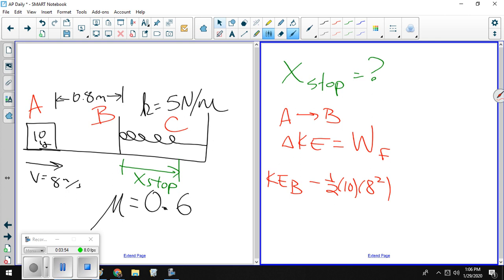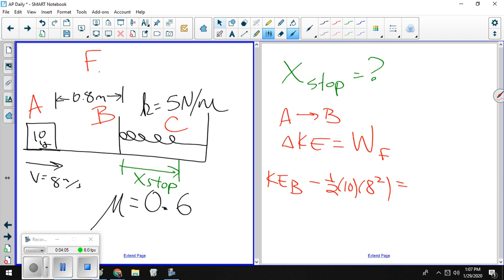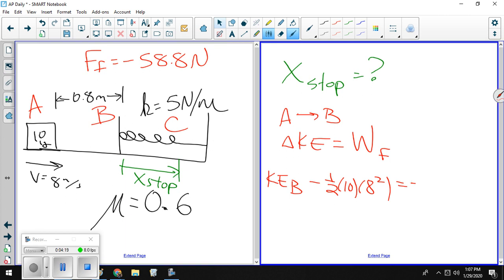So the kinetic energy at B minus the kinetic energy at A equals the work done by friction. Did you guys all find the force of friction? 58.8. Just by doing normal force times coefficient, right? Yeah. Too hand wavy, or are we good with that? All right, so the work done by friction between points A and B is going to be negative 58.8 times 0.8, right?